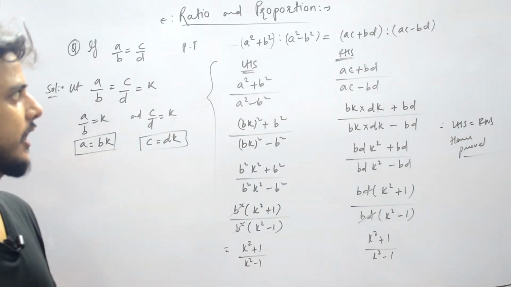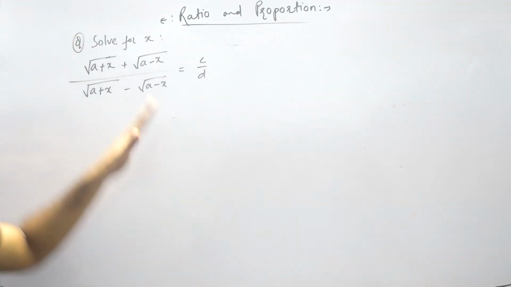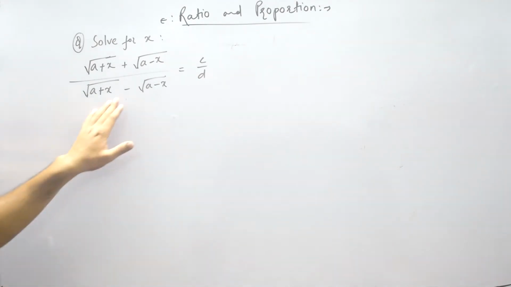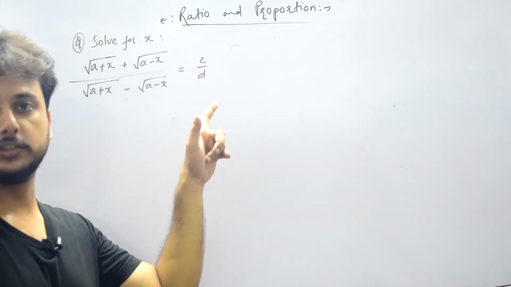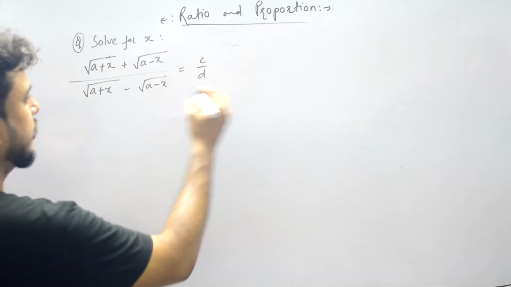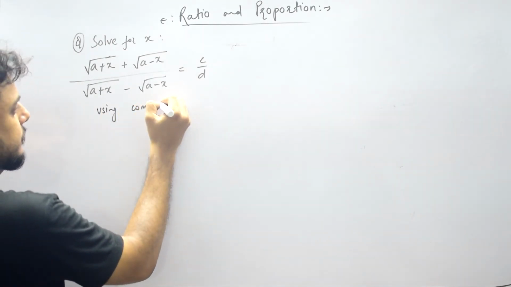Understood? Now let us see another question. In this question, it says solve for x. This is my given expression and we have to find the value of x. We have to use the properties of ratio and proportion. The property used will be componendo and dividendo, which is also a very important property. So this is my given expression. Now here I will write using componendo and dividendo.